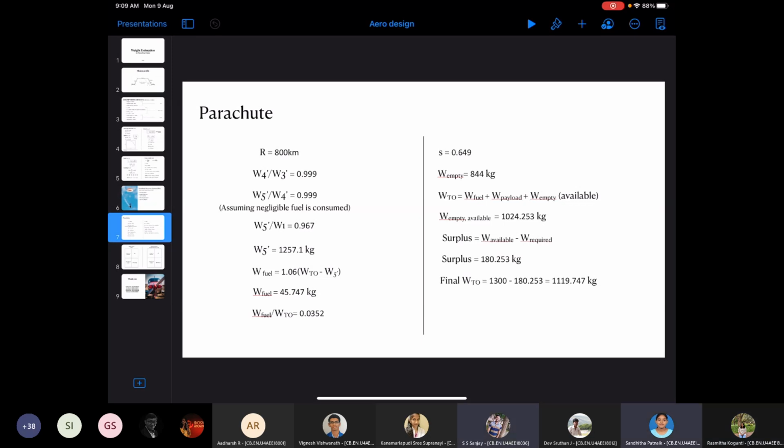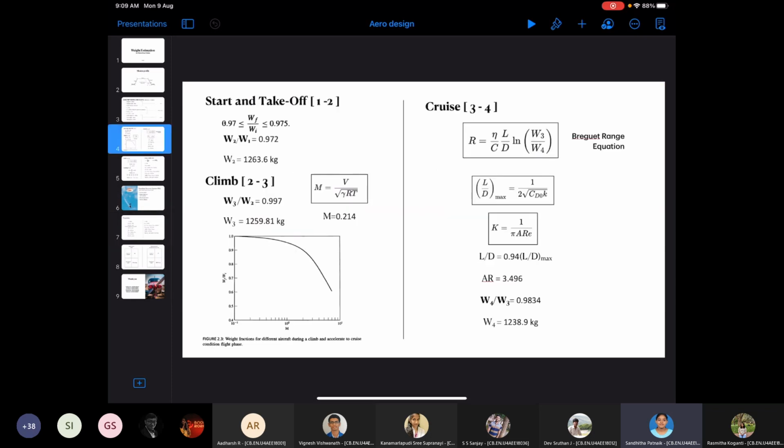Okay, Rasmita, Adarsh sir's concern was that he asked the cruise Mach number and aspect ratio, and after you answered, he said the aspect ratio for this type is much lesser than 3.5. The value of your aspect ratio is less. It should be higher, around 6.